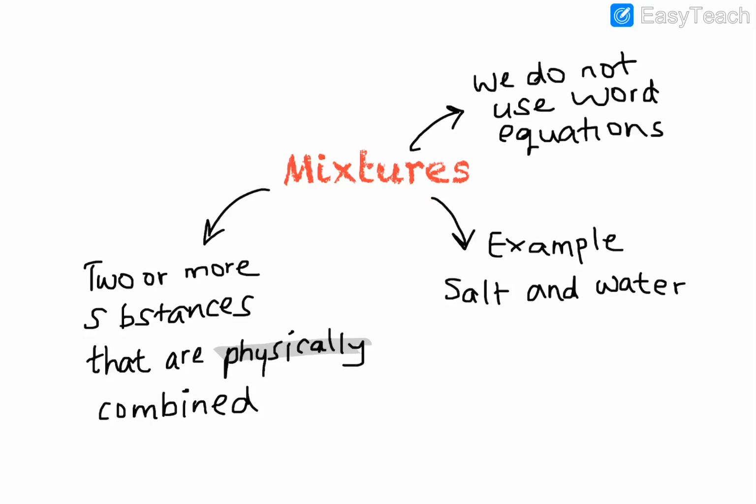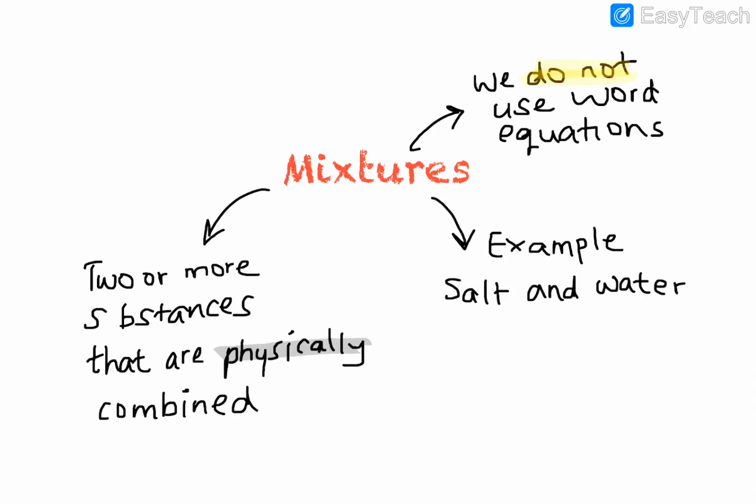When we are talking about mixtures, so let's say we have that salt and water example, we will not be using word equations to show what is happening, because there is actually no reaction happening. So it's just salt and water. I will not write any word equation saying salt plus water, arrow, salty water. There is no product formed, so I cannot use a word equation.